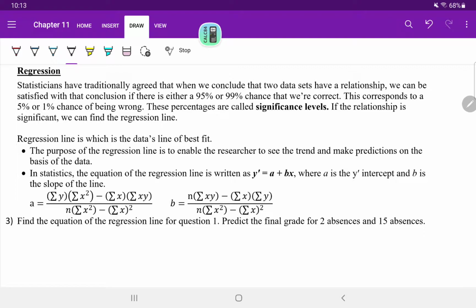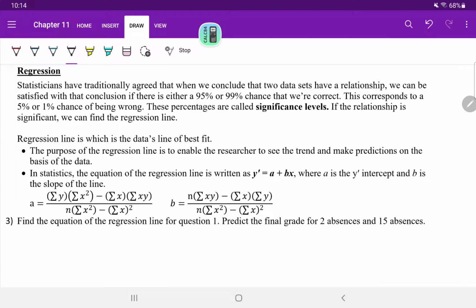In this class, we're not going to go over significance levels. It does mention it in the textbook, but I'm not going to bring it up here. We're just going to assume that the relationships that we have conducted are going to be significant. The regression line is the data line of best fit. And once again, we're going to use the regression line to predict our data values, as you're going to see in this question. The purpose of a regression line is to enable the researcher to see a trend and make predictions on the basis of the data.